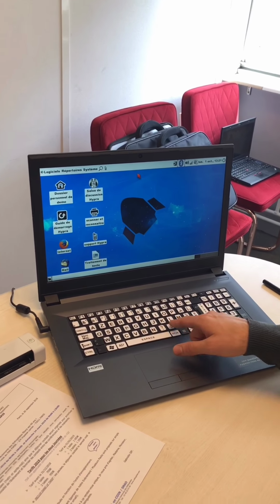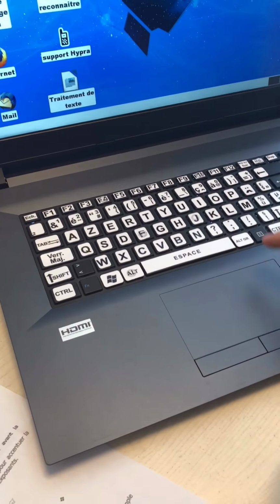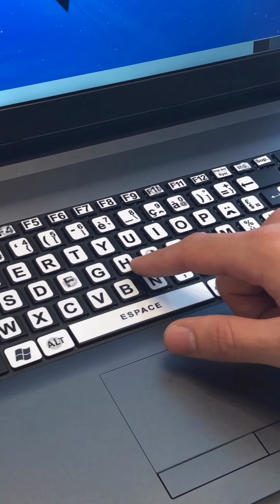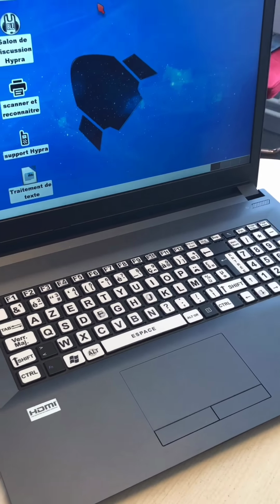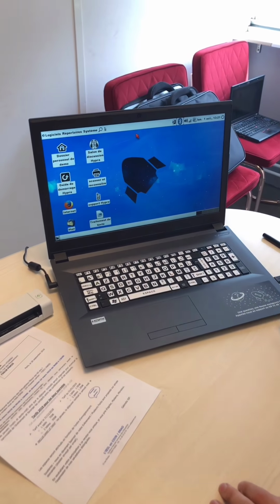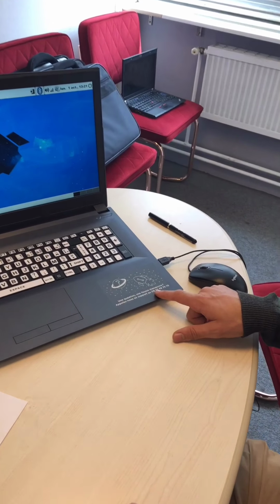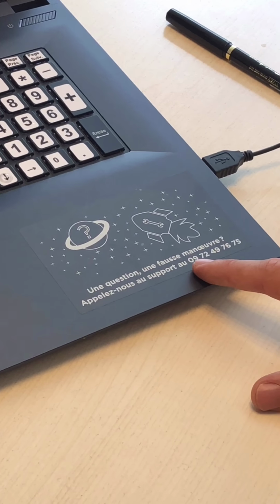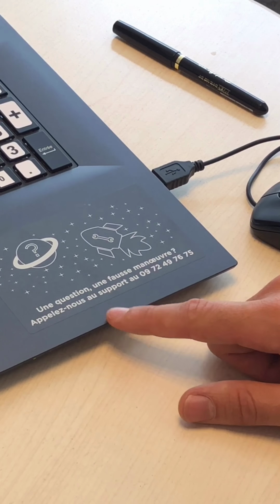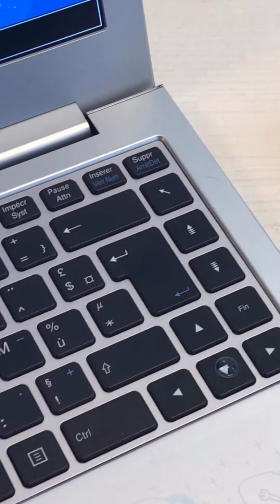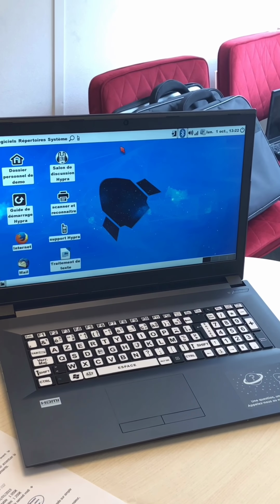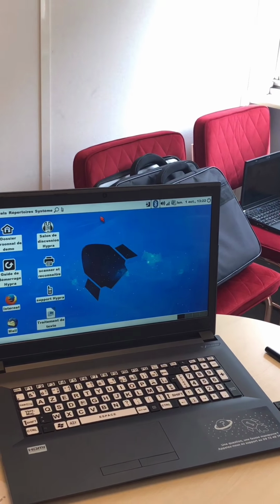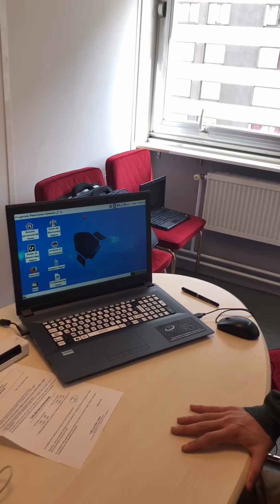Here, as you can see on the keyboard, we introduce certain bigger letters so that the person can make sure that he or she can see the keyboard. The support phone number is written on each and every computer so that the person can call us anytime to ask for assistance.